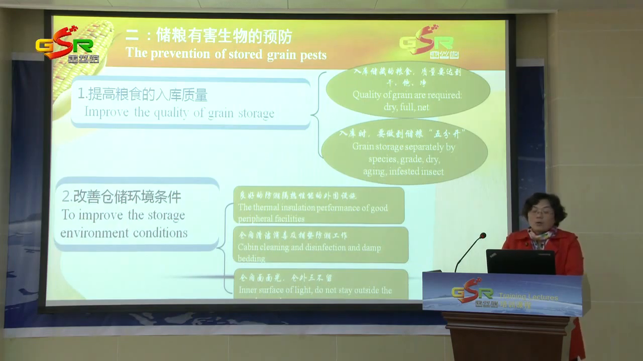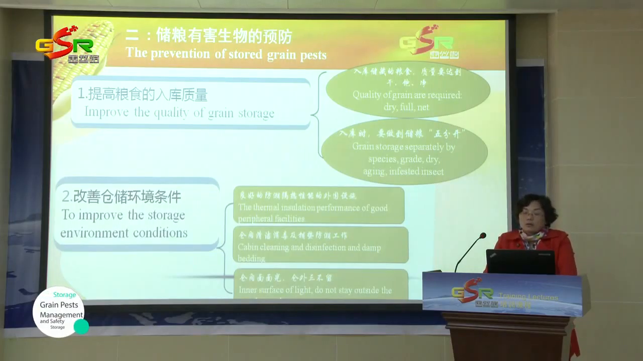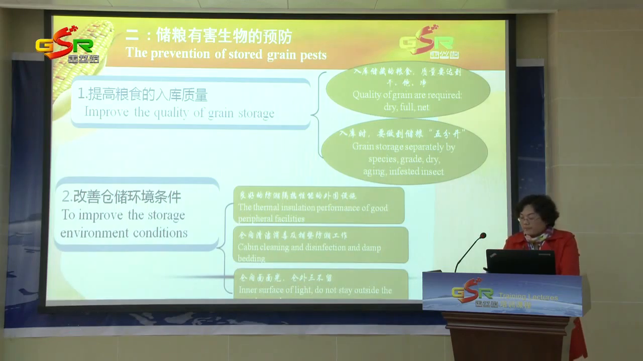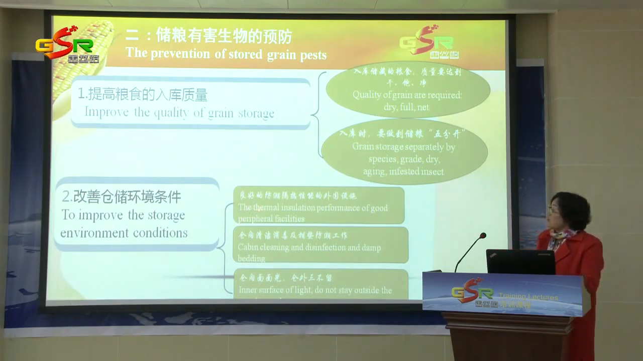And the third is how to improve the storage environmental condition. That means if you buy a very expensive coat, but you only hang it outside, your clothes will be damaged. So we must improve the storage environmental condition. We can control and maintain the quality of grain storage. So the first one is the insulation of the warehouse, the performance of good protective factors.